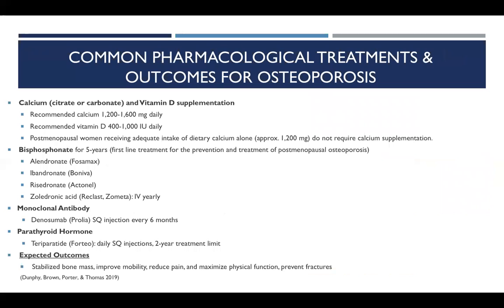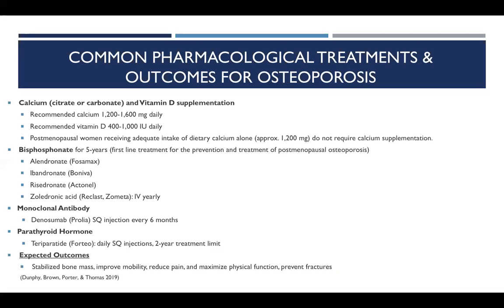Pharmacological treatments include calcium and vitamin D supplementation. The recommended calcium supplementation is 1,200 to 1,600 milligrams daily, and the vitamin D is 400 to 1,000 international units daily. But postmenopausal women receiving adequate intake of dietary calcium alone, which is 1,200 milligrams, do not require calcium supplementation. Bisphosphonates for 5 years are the first-line treatment for the prevention and treatment of postmenopausal osteoporosis.